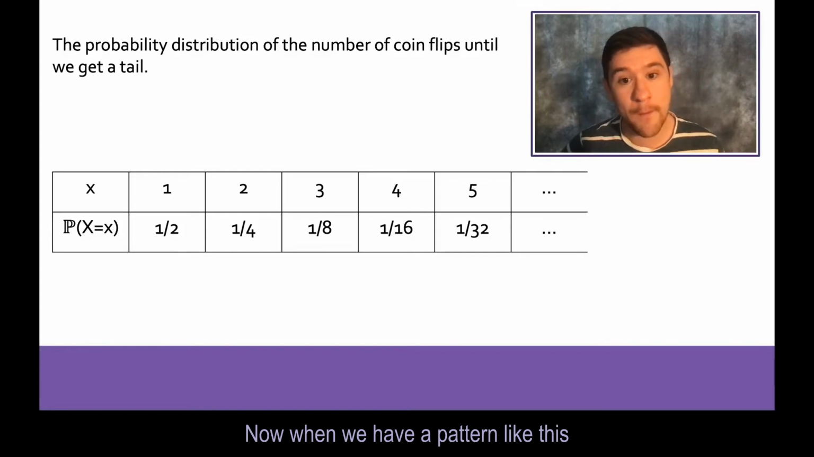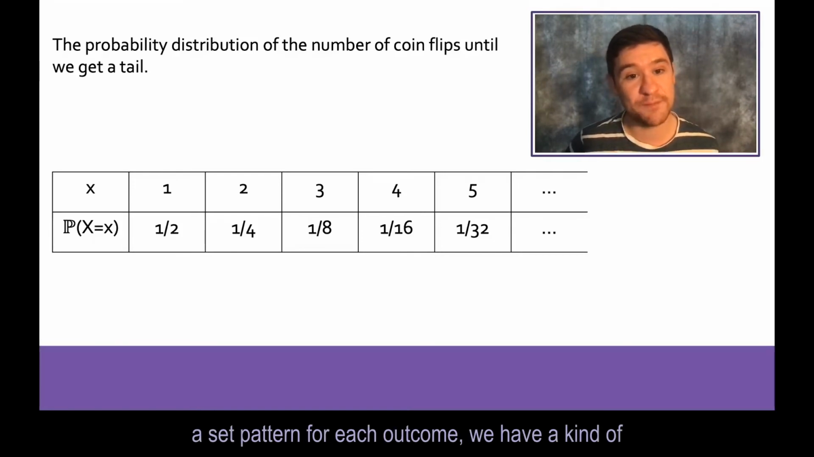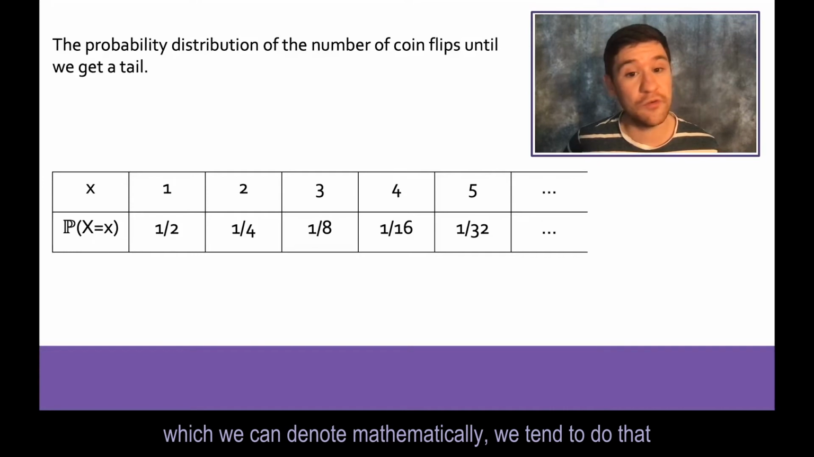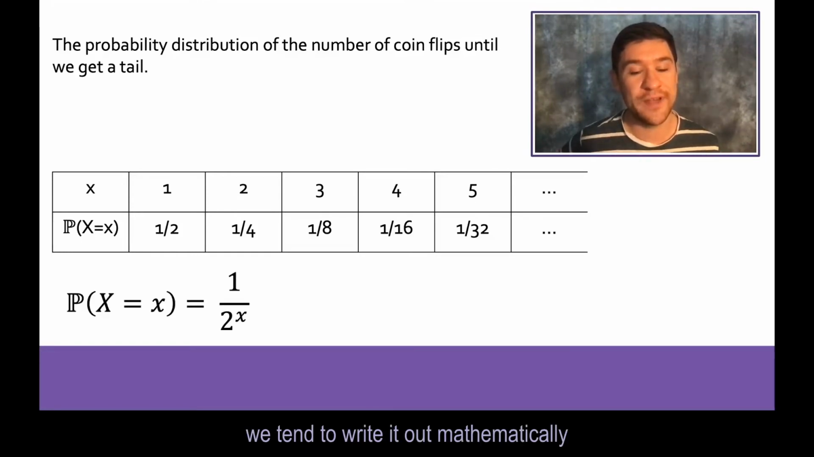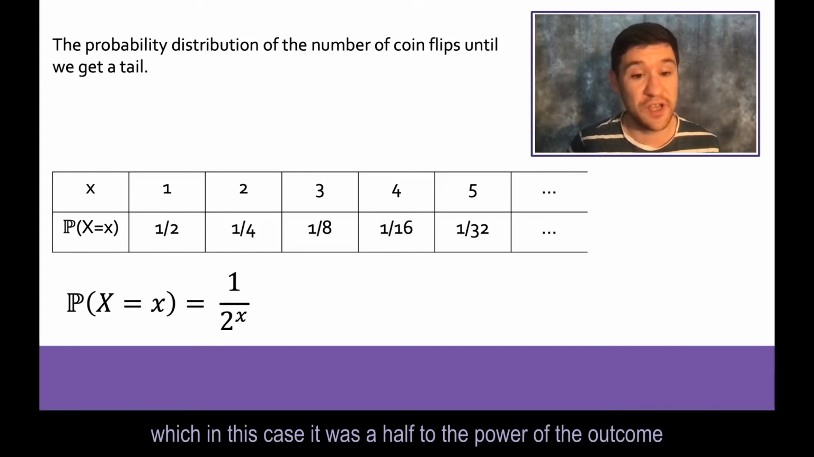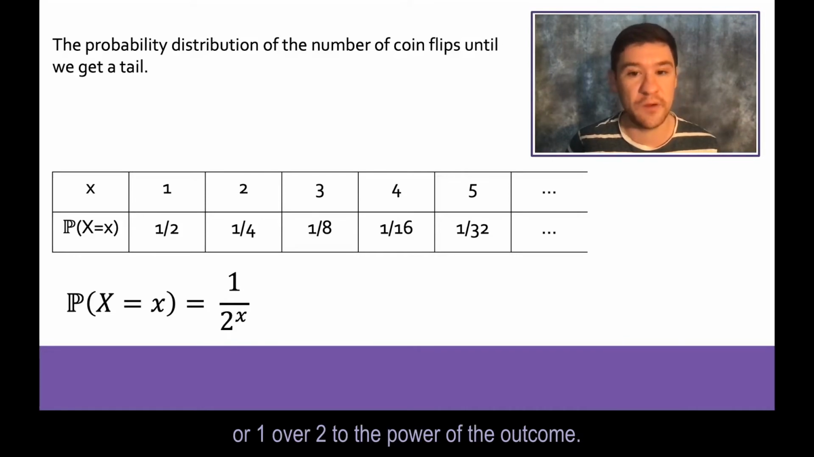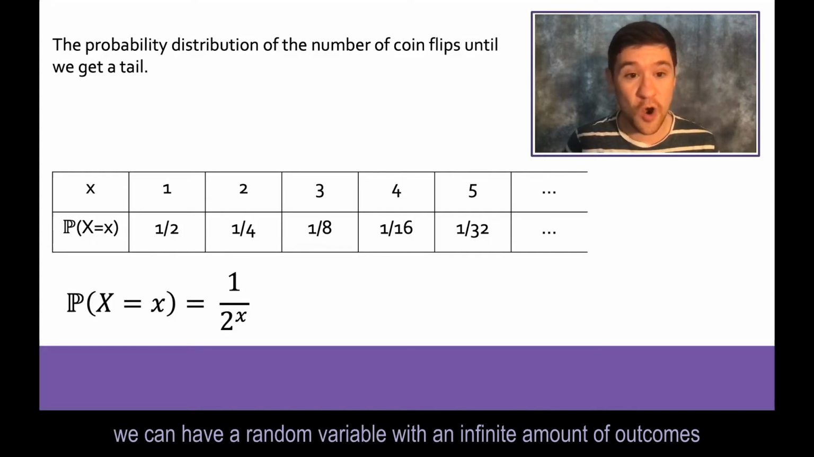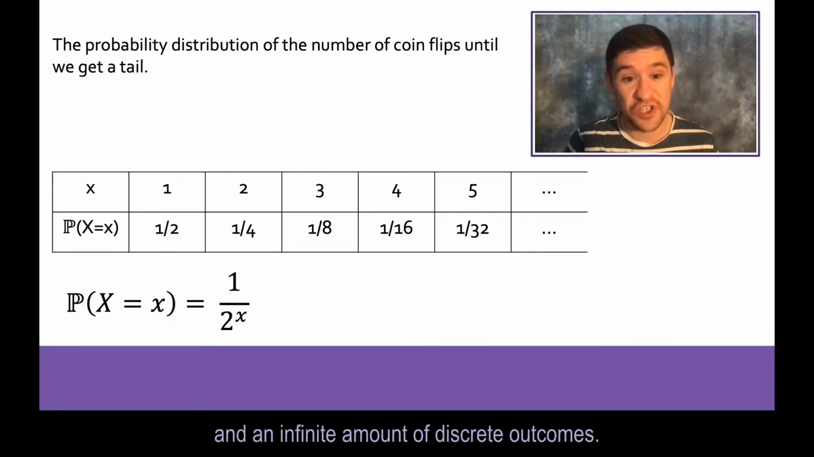Now, when we have a set pattern for each outcome, we have a kind of relationship between the outcome and the probability, which we can denote mathematically. So rather than write things out forever, we tend to write it out mathematically, which in this case was a half to the power of the outcome, or 1 over 2 to the power of the outcome. You'll notice here something we might not have seen before. We can have a random variable with an infinite amount of discrete outcomes.